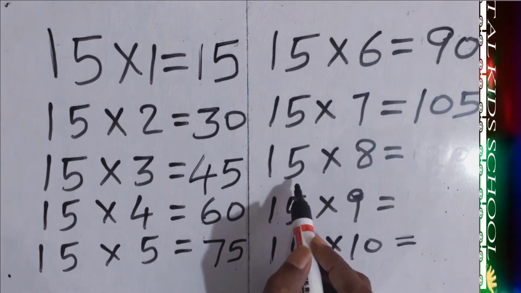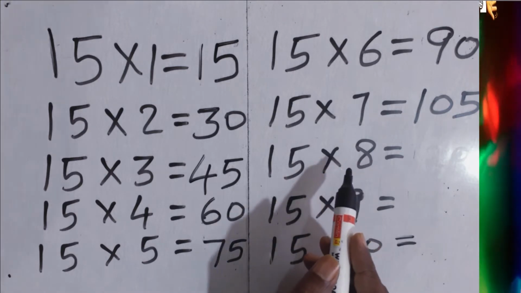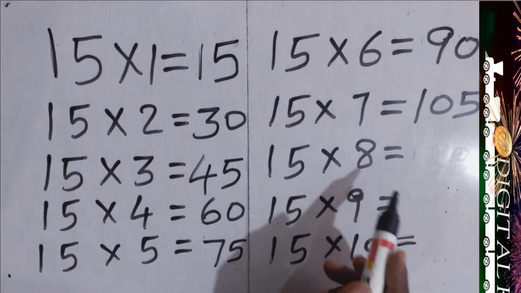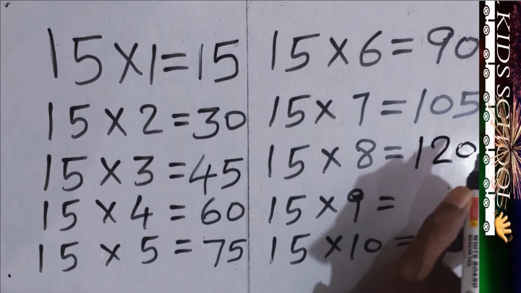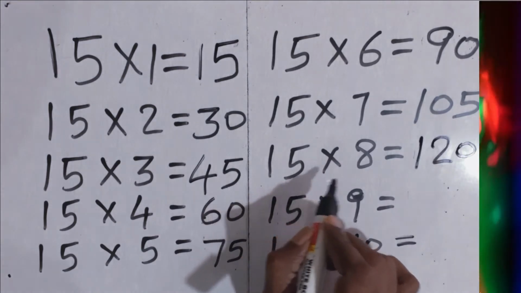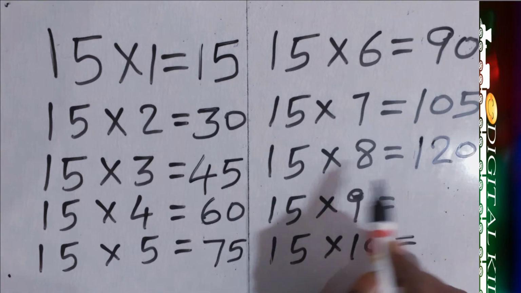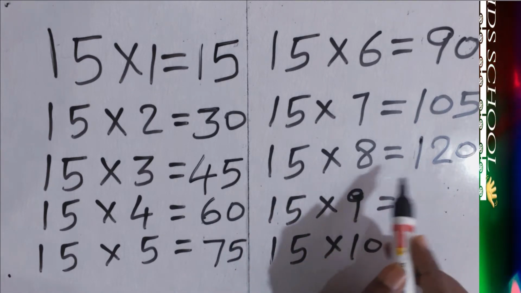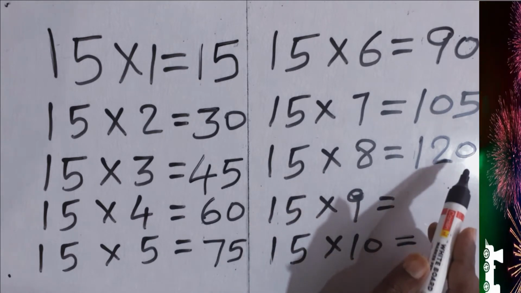Now tell me the answer. What is 15 into 8? Write the answer here. 15 into 8 is equal to 120. Write the answer here. 120. 15 multiplied by 8 is equal to 120. 15 8 ja 120. 8 times 15 is 120.